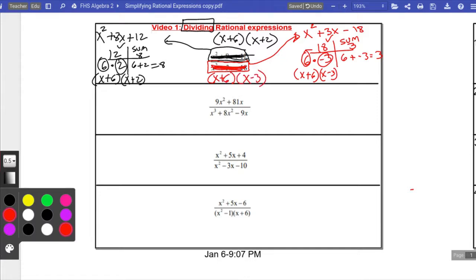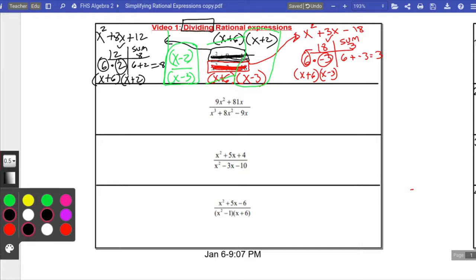Now we can cross out the common factors between what I have in black above and what I have in red below. What do you see? Clearly, I can see the x plus 6. I can cross that out because it's also at the bottom. Then I'm left with this one right here. That's your final answer: on top, x minus 2, and at the bottom, x minus 3. There's nothing else I can do here. This is it.